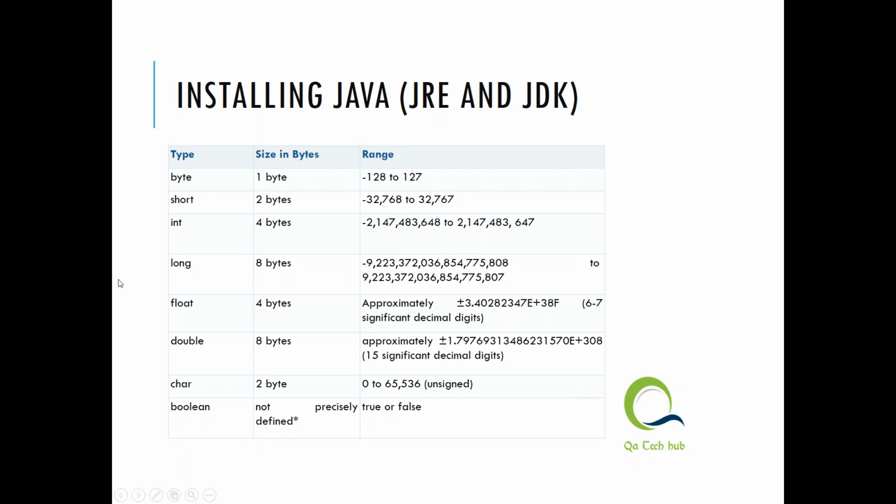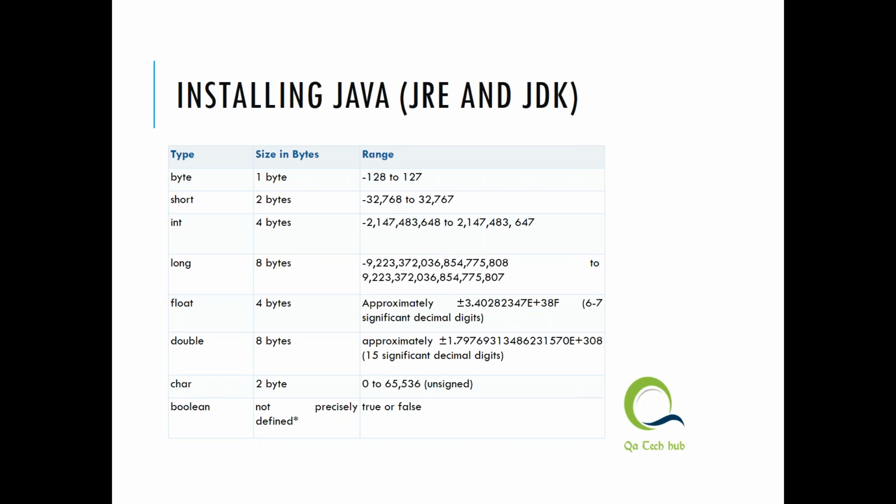Then we have float, as I told you, it's for decimals, so it has 4 bytes and the value it can store is +3.40282347E+38F. What exactly it means is 6 to 7 significant decimal digits. So a number with 7 digits after the decimal can be stored in a float. In case of double, it can store up to 15 significant digits. So this is the range in which float and double can be stored.